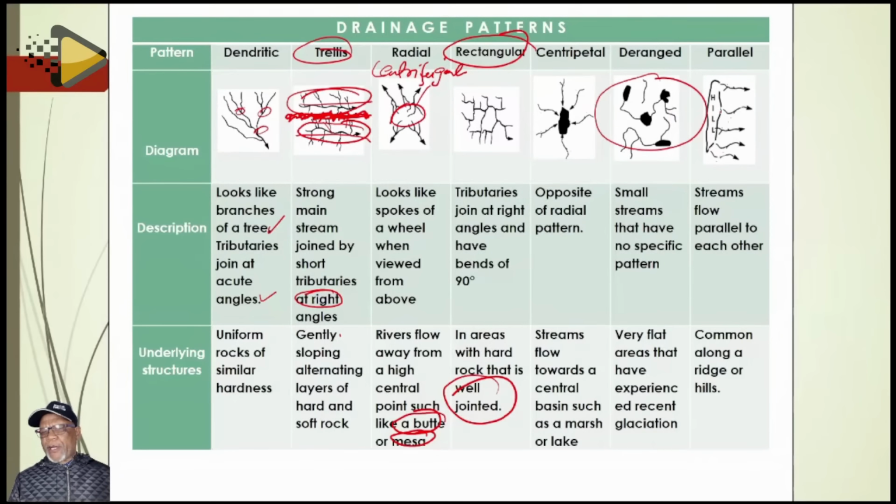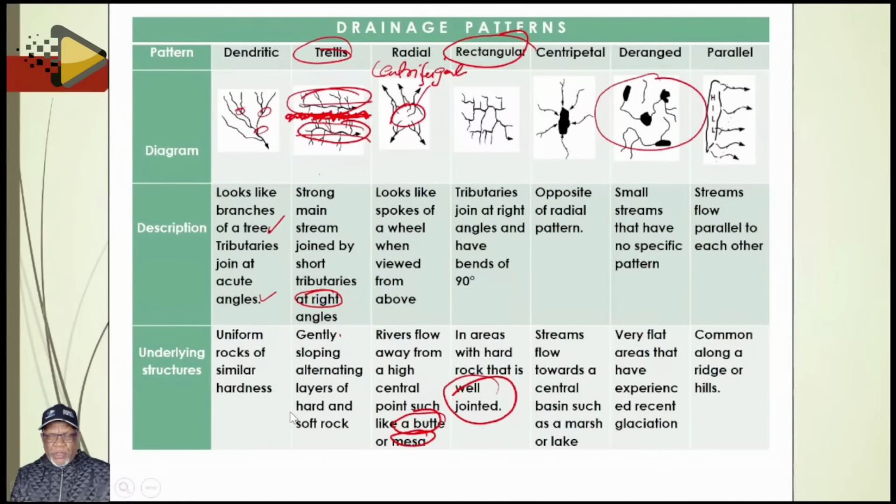And then we have the parallel pattern, which is usually found where the gradient is a very steep hill. Streams flow parallel to each other because of the steeper gradient. It is common along a ridge or a hill. Just like the trellis pattern, it is also common where you are going to find inclined strata. Sometimes they say the underlying rock where you have inclined strata.